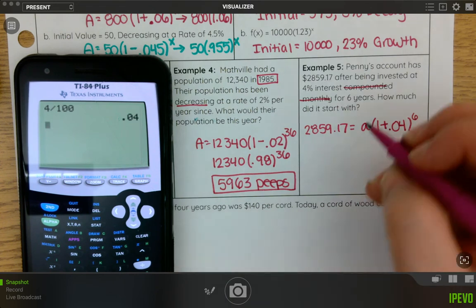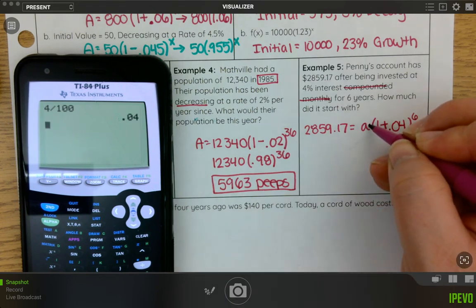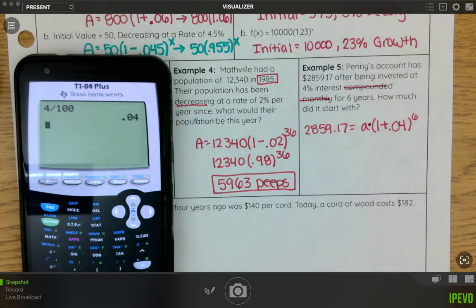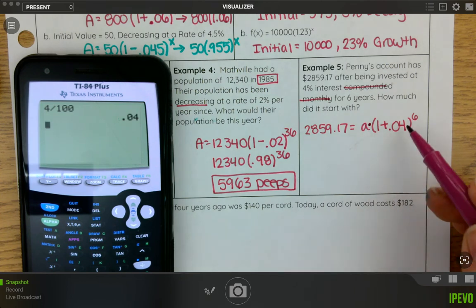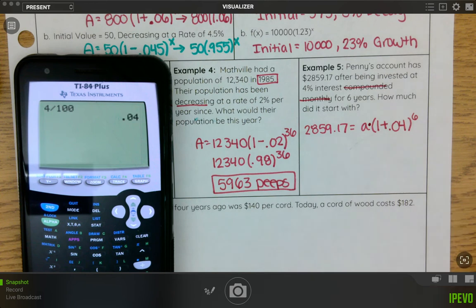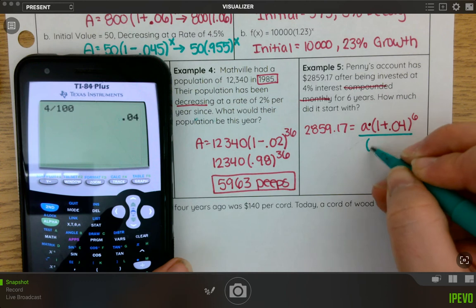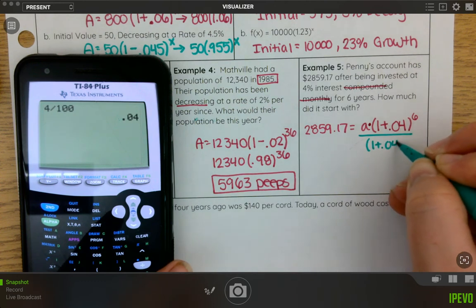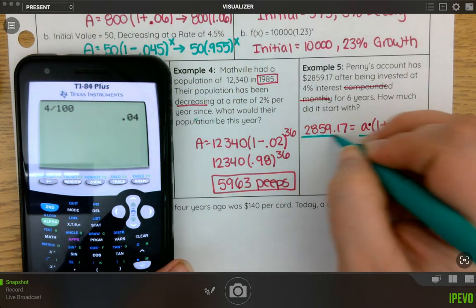Now, here's the part where this gets a little icky. You are not done. You don't get to just type this in and go. These two things are being multiplied. We just don't always write the multiplication dot because that would get to be a really big pain if we did it every time. And how do you undo a multiplication? You divide. So all we have to do is divide by 1 plus 0.04 to the power of 6.